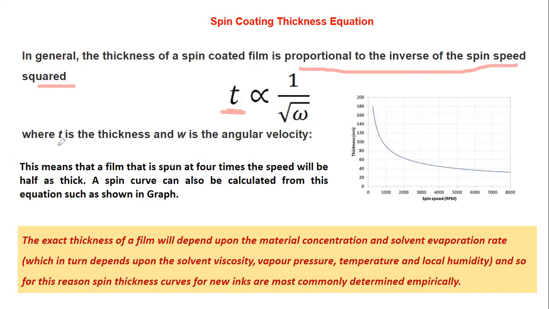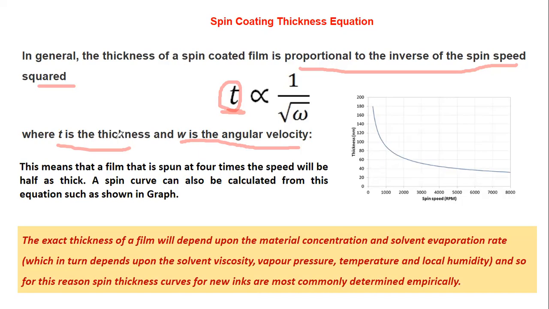Here T represents the thickness, and omega is the angular velocity. This is the equation we can use to study or calculate the thickness. So this is the thickness equation of spin coating. This means that a film that is spun at 4 times the speed will be half the thickness.